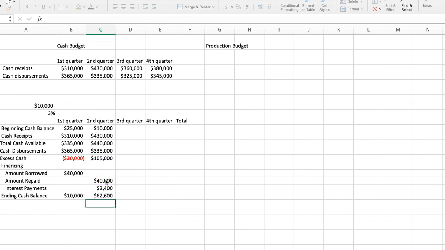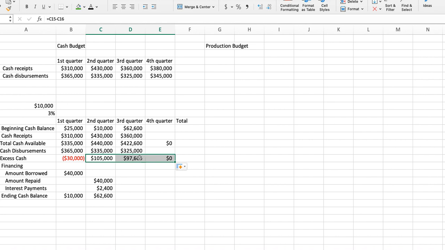So we subtract what we paid back, and we have $62,600, which is our beginning balance. I'm going to continue to show you how this is set up, because I want to show you the common mistake I see with totals. At the end of the third quarter, we have excess cash of $97,600. We don't have to repay anything. We don't have to borrow anything. So we start the fourth quarter with that amount.